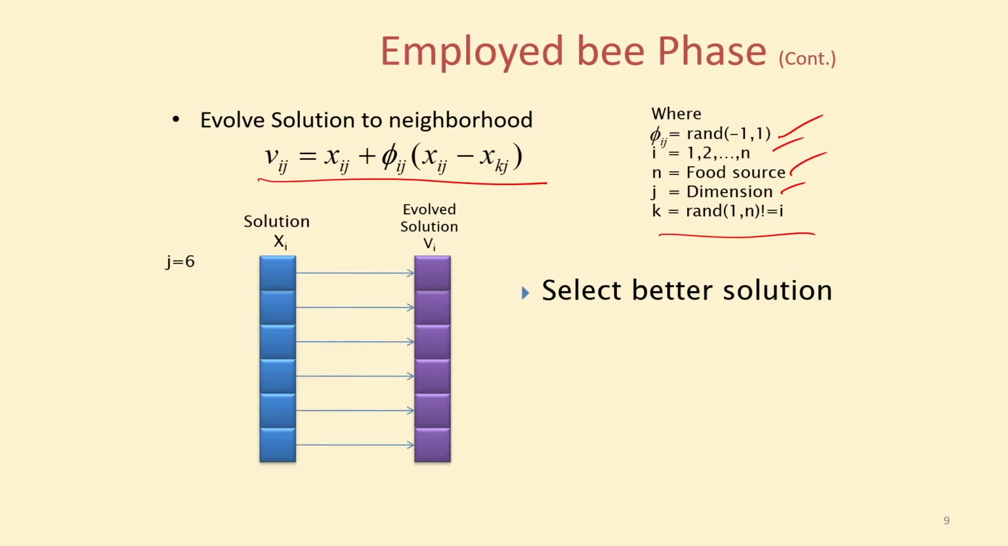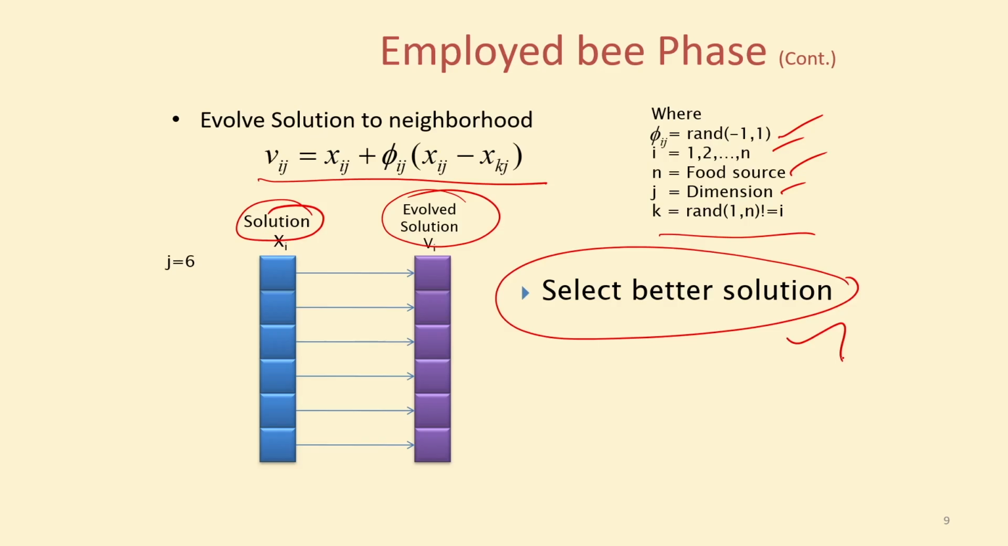Now, each individual solution is compared with the evolved solution, X and V are the solutions, and the best is taken. Finally, the best solution has been taken. This is the employed bee phase.